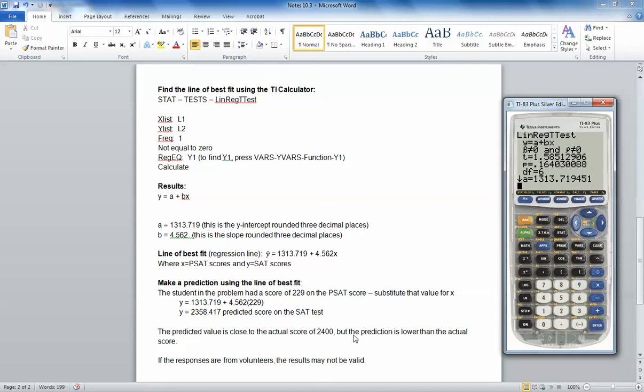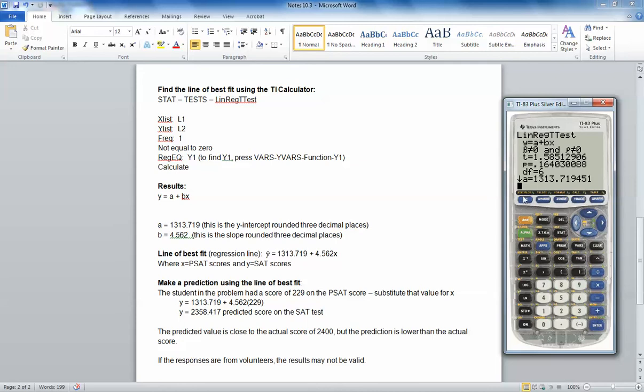Okay, and the question about is this valid? The responses are from volunteers, so the results aren't really valid. So there's two things not going very well for us here. The first one is the R value told us that this isn't a very good fit, along with the p-value. The other item that worked against us a little bit there is we saw an outlier. Third thing that works against us, it's a volunteer sample.